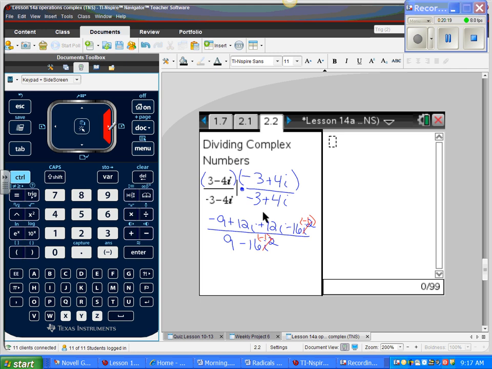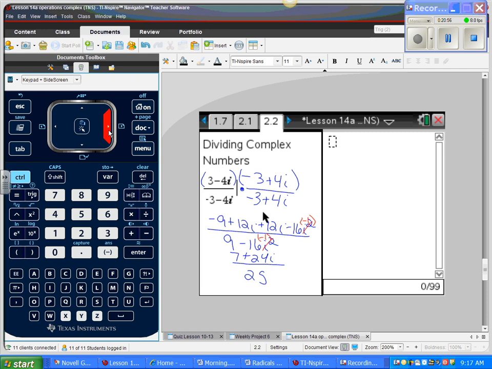Agreed? So now, I know I'm going to have 24i here. I have negative 9. Negative 16 times negative 1? Positive 16. Negative 9 plus 16? 7. So it's going to be 7 plus 24i in the numerator. In the denominator, negative 16 times negative 1? 16 plus 9? 25. So there's your answer.